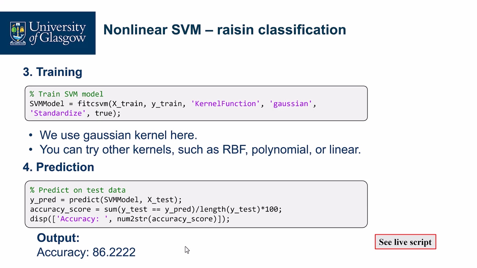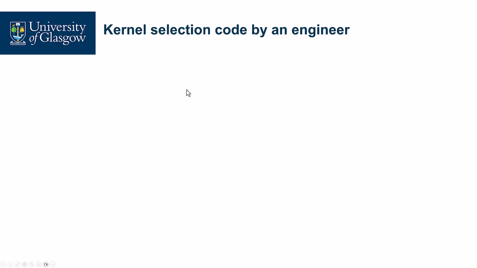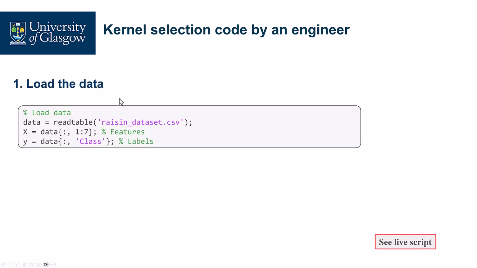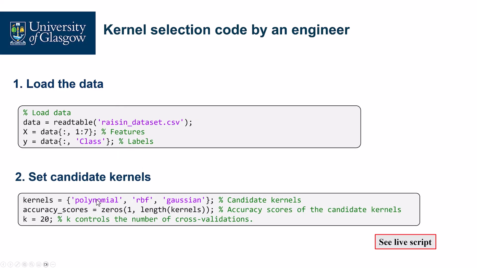Can we use other kernel functions? Will this lead to a better result or not? Then an information engineer writes some code for the kernel selection. Let's see that. After seeing this code, I have a few questions for you. First, we load the data as before. Then we select candidate kernels. He wants to compare the polynomial, the RBF, and the Gaussian. Then he wants to use cross-validation to make a better estimation of each of the kernels, right? So he wants to run it 20 times to see how the cross-validation goes.